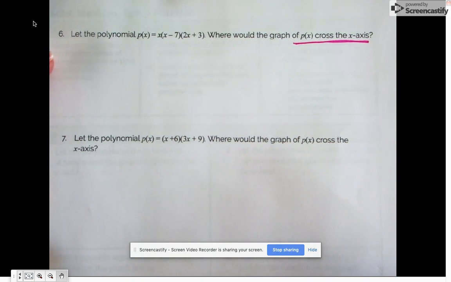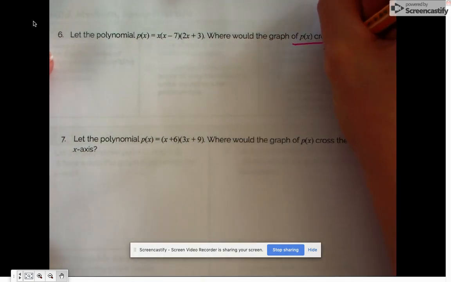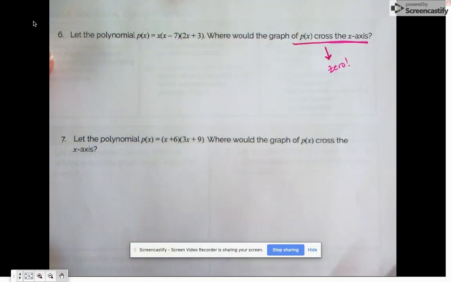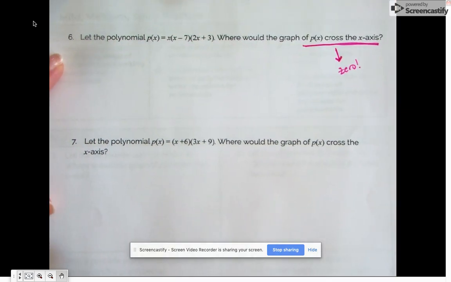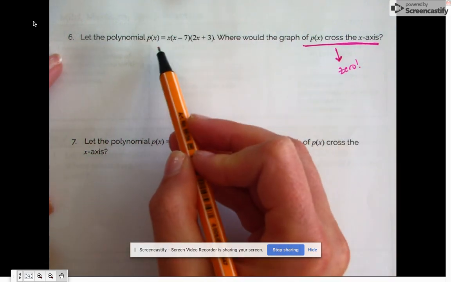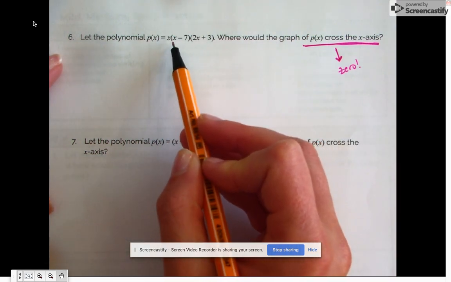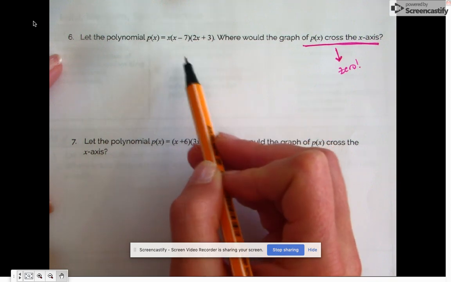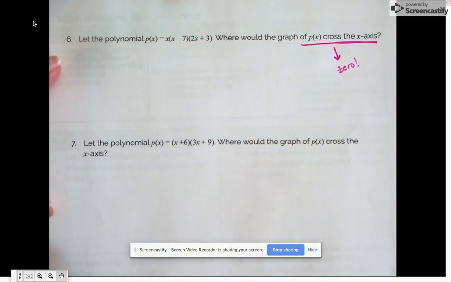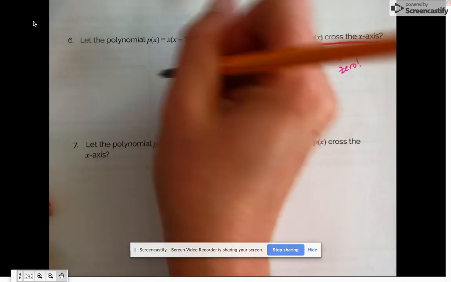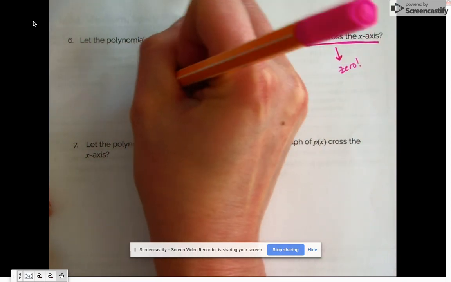What does it mean? Where would the graph cross the x-axis? I mean, that's the definition of the 0. So it'd be the 0 of the function, wherever the graph crosses the x-axis. So again, I'm trying to think about what I could plug in for x that would make the equation equal to 0. So I'm going to end up with 3 zeros.